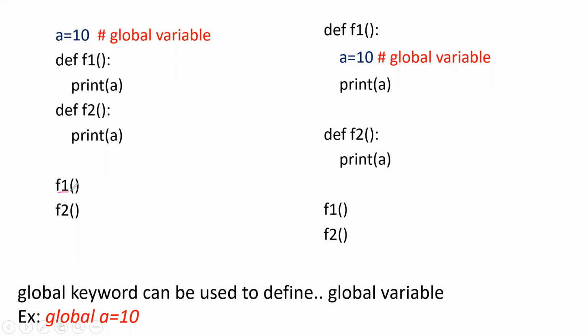F1. I created function F1. What is the print A? What is the A value? A equal to 10. I assigned a global variable. This A equal to 10 is assigned to this function also.